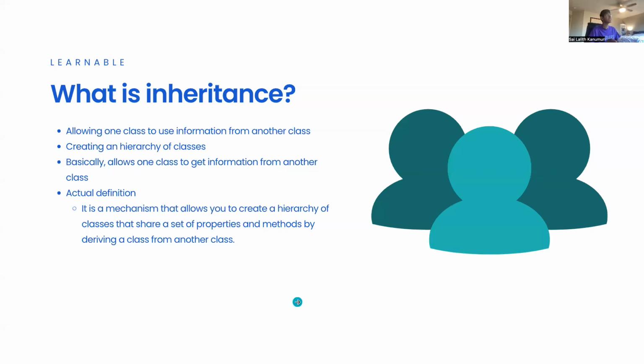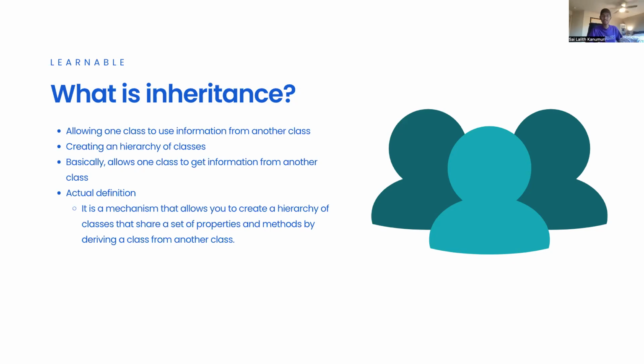So basically, what exactly is inheritance? It's not what you think. Inheritance is a coding term which basically allows one class to use information from another class, and it creates a hierarchy of classes. Basically, it allows one class to get information from another, which will save code and make code more readable.